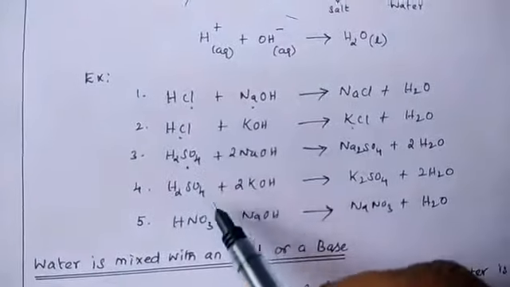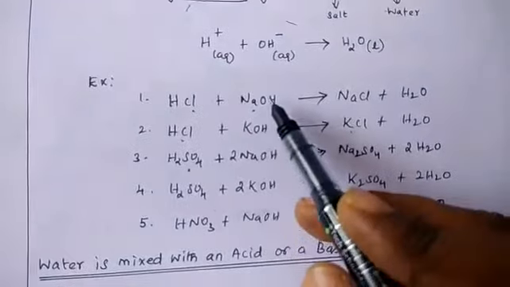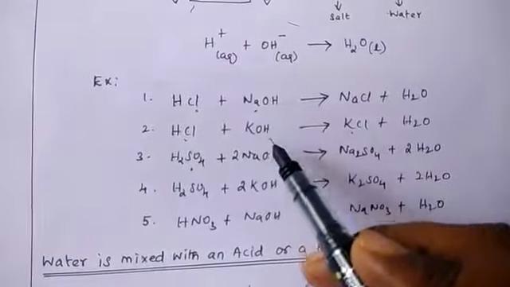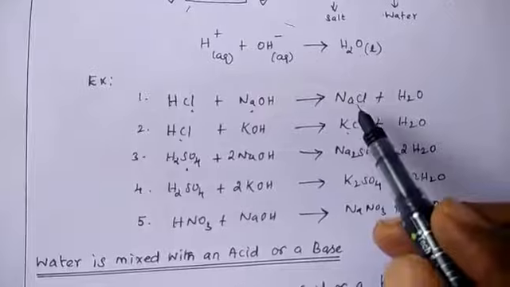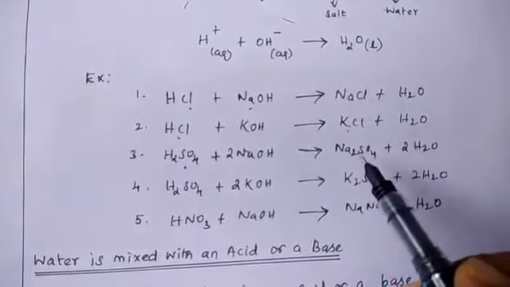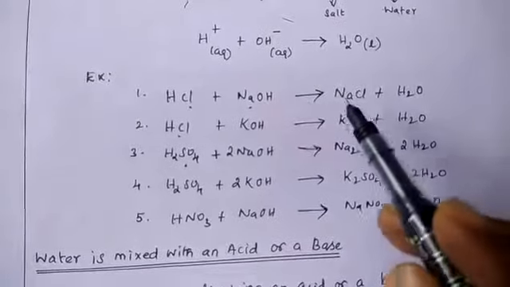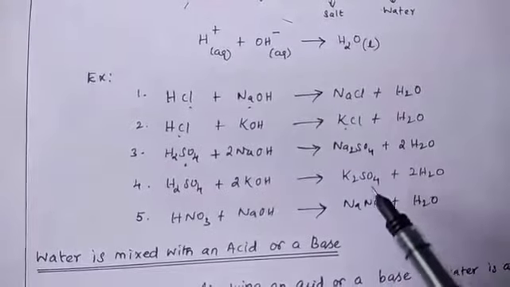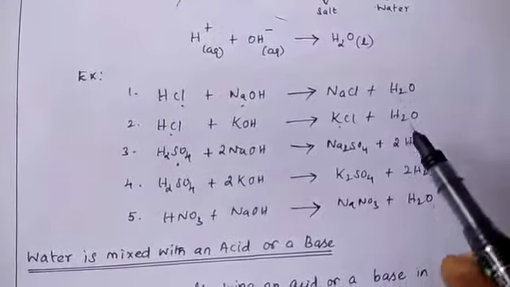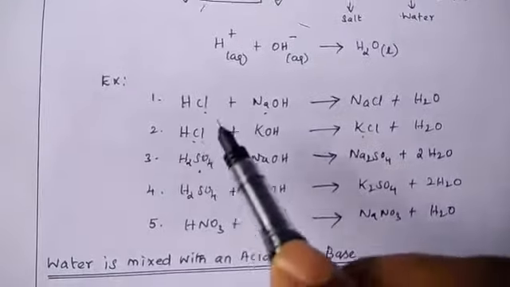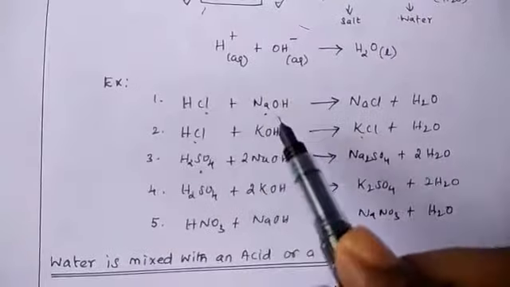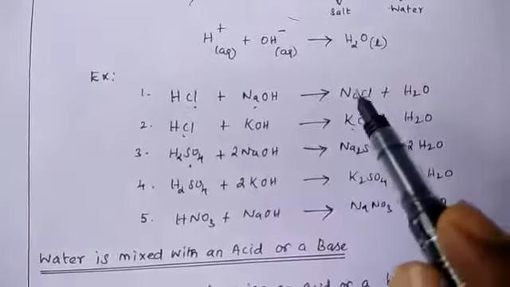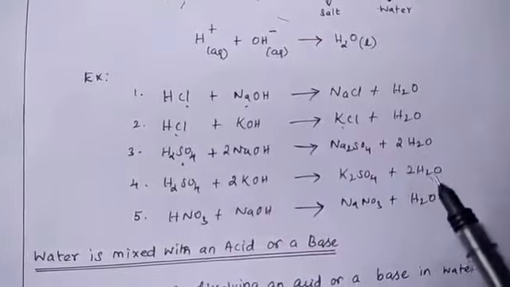So these strong acids react with the bases NaOH and KOH to form salts: NaCl, KCl, sodium sulfate, potassium sulfate, sodium nitrate. Generally a water molecule is released. Generally, acid and base react with each other to form salt and water.